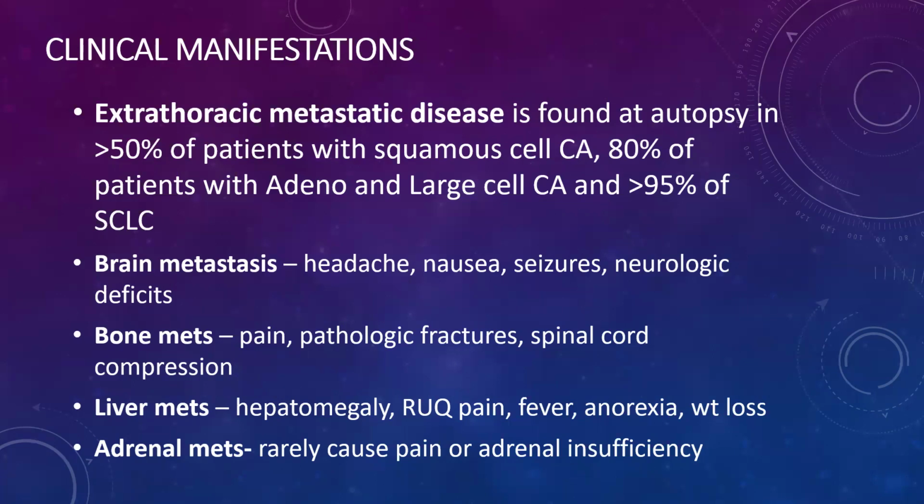The most common organs involved with extrathoracic metastasis begin with the brain. Brain metastasis can be seen as headache, nausea, seizures, and neurologic deficits. In bone metastasis, patients can have pain, pathologic fractures, as well as spinal cord compression. Liver metastasis can be seen as hepatomegaly, right upper quadrant pain, fever, anorexia, and weight loss, while adrenal metastasis rarely causes any symptoms such as pain or adrenal insufficiency.